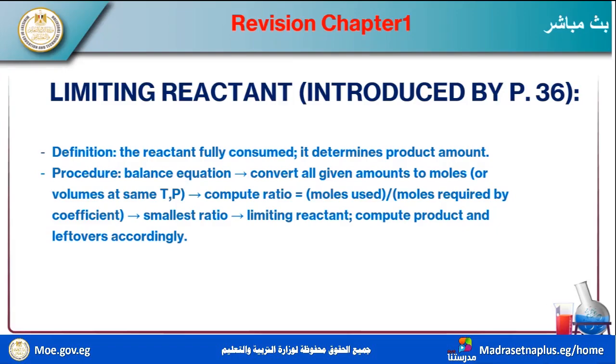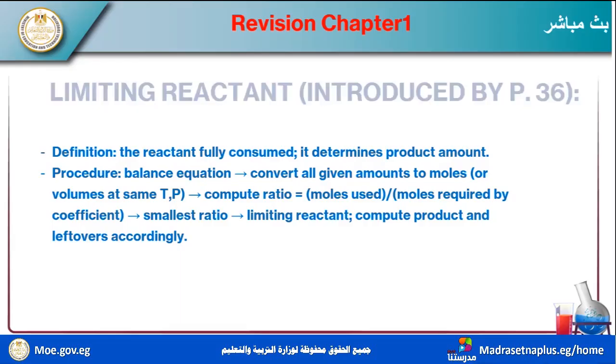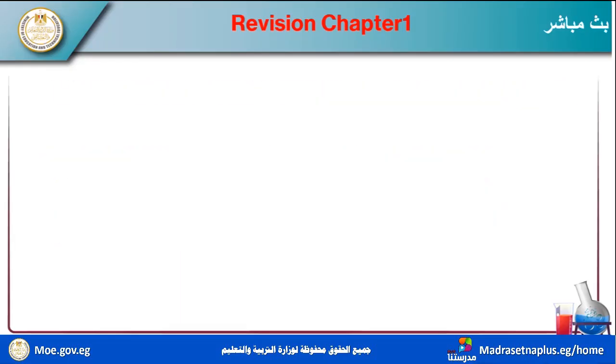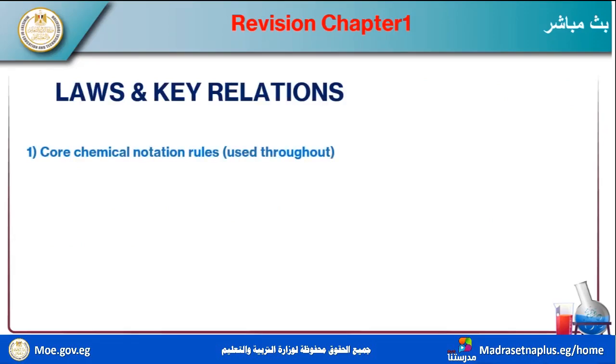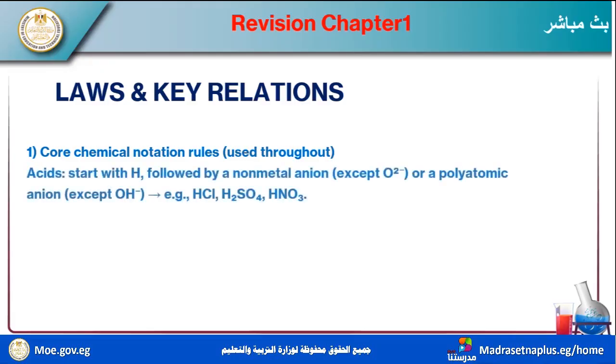So carbon is totally consumed, oxygen remains, and carbon dioxide is released in this reaction, equal to half a mole. You can find half times 22.4 liters. In this example, you can predict the volume equal to 11.2. 11.2. Okay, this is the relation. We have many laws; core chemical relations are used throughout here.